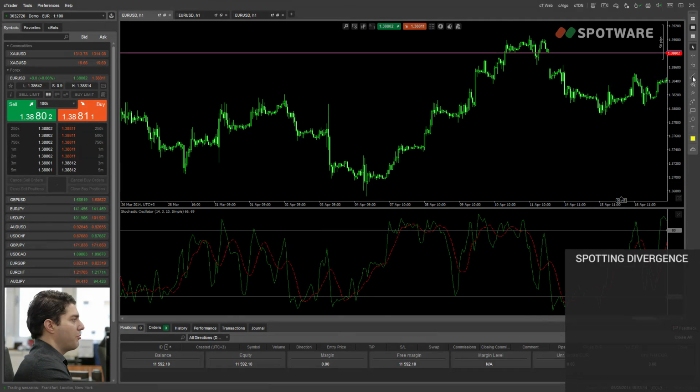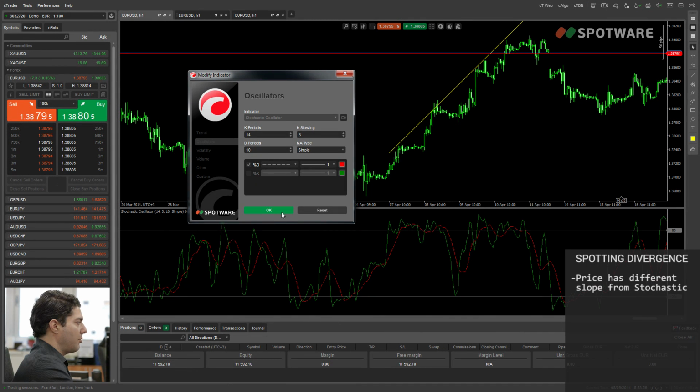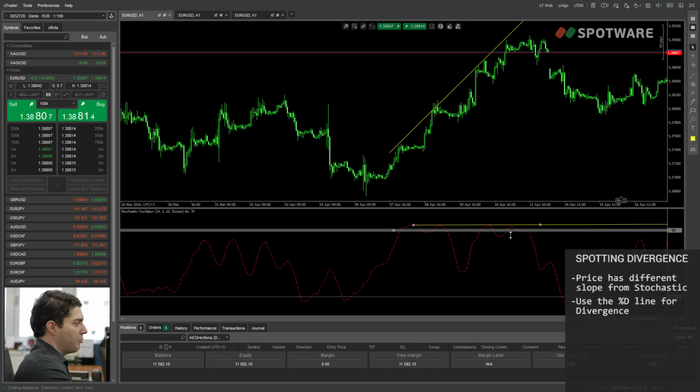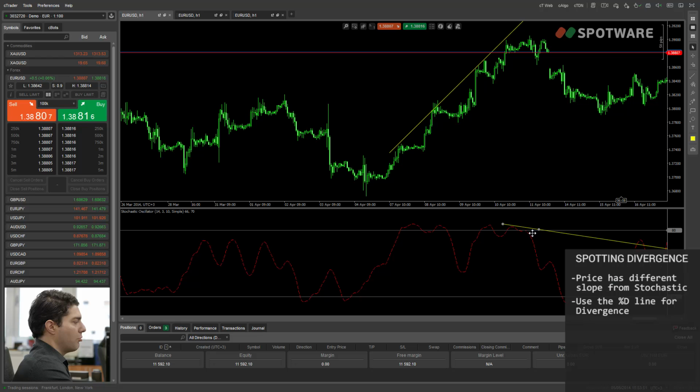A divergence occurs when the price is going towards a specific direction and has a specific slope. For example, here the price has an upslope, and the indicator has the opposite slope. Let's remove the K line because we use the D line for spotting divergences. And as you can see here, the price is constantly doing higher highs. However, the indicator is not doing higher highs, it's going lower, especially this spot here exactly. The price is going to the same level. However, the indicator starts going lower, so we have the opposite slope. So it makes sense to go short.